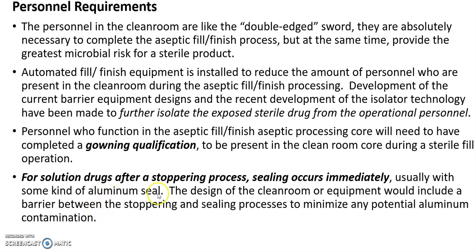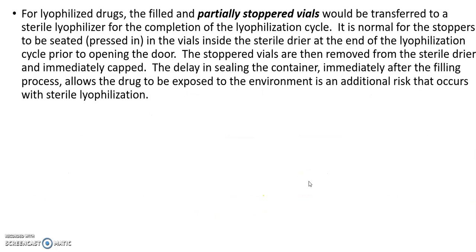And for solution drugs, after the stoppering process, sealing will happen right away. As you saw from that Catalent video, the rubber stopper is placed, and after the rubber stopper is pushed in, there's that aluminum crimp placed on. It's done right away. That's to make sure that there's no leakage happening in your primary container.